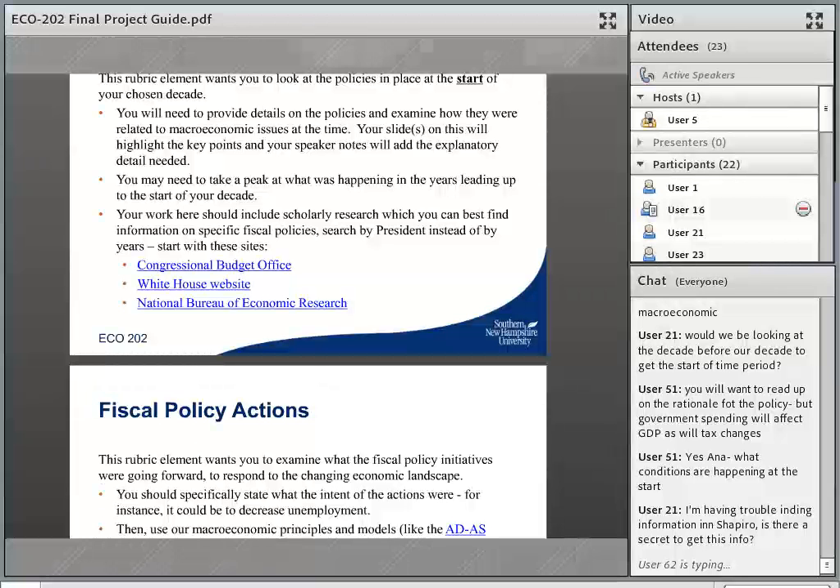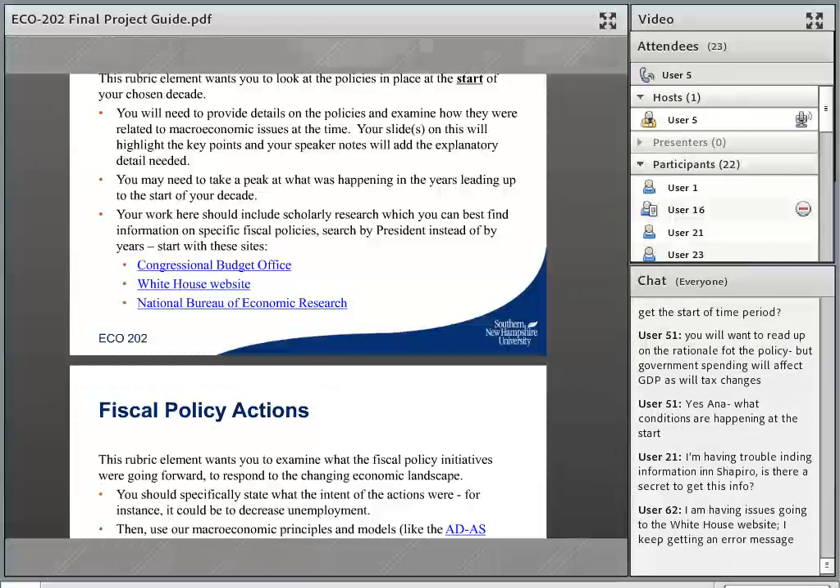And the National Bureau of Economic Research is another good one. They're just a typical research firm. They're not specific to fiscal policy, but they do cover things that would fall under fiscal policy. Some of their stuff is behind a paywall. So if you find something there that you think might be helpful, see if you can get it through Shapiro Library. Some of their stuff is accessible for free.